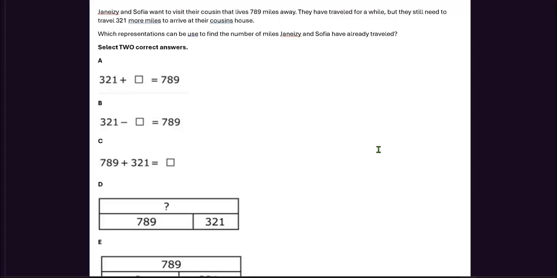Janazi and Sophia want to visit their cousin that lives 789 miles away. They travel for a while, but they still need to travel 321 more miles to arrive at their cousin's house. Which representations can be used to find the number of miles Janazi and Sophia have already traveled? Select two answers. Some of you may have gotten this wrong because you only chose one answer. So you have to be careful with that.